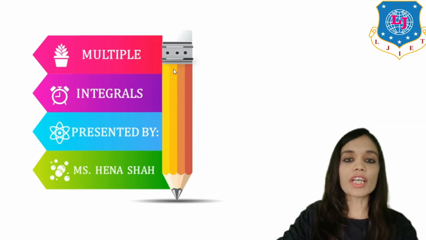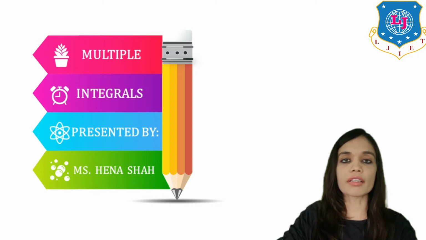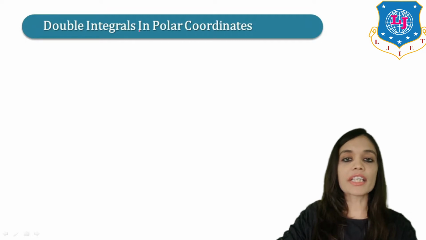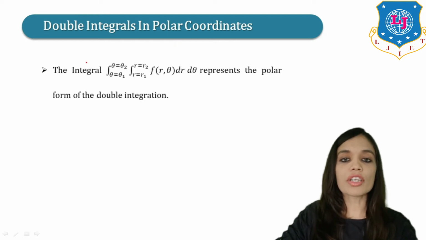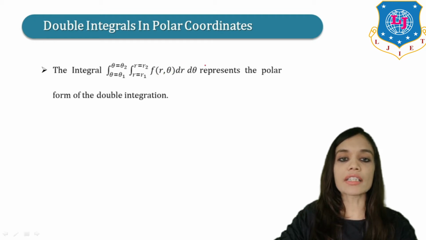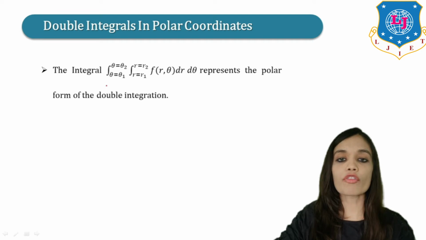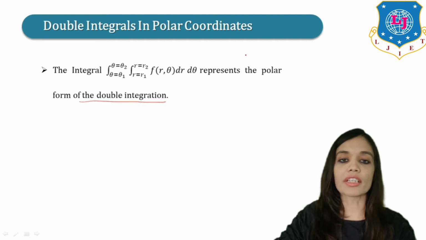So today we are going to discuss a few more topics of multiple integrals, right? Let us start with the topic named double integrals in polar coordinates. Today we will study double integrals in the r and theta plane. The double integral from theta 1 to theta 2, r1 to r2, of f of r comma theta dr d theta represents the polar form of the double integration.